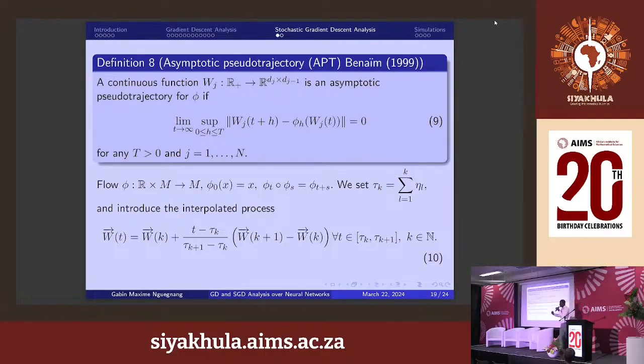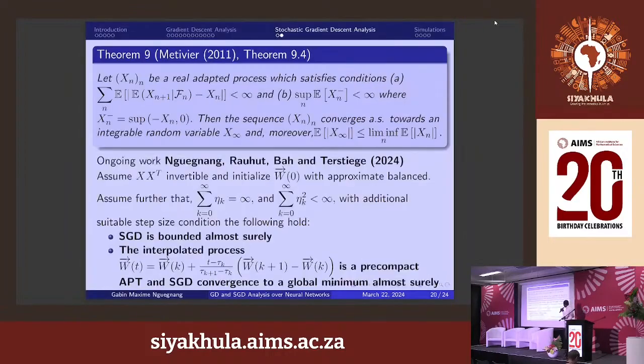Knowing that gradient flow converges to a global minimizer, this also gives an intuition that we could extend the result of gradient descent to stochastic gradient descent. This is what we are about to finalize. It's an ongoing work where we apply some classical results from quasi-martingales to establish the boundedness almost surely of stochastic gradient descent and to extend our result from gradient descent to stochastic gradient descent, but almost surely.